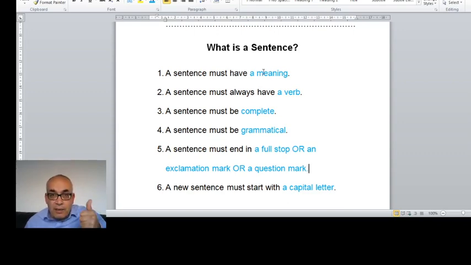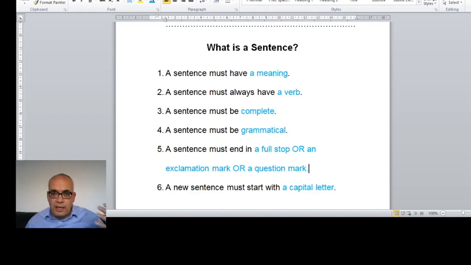The sentence must have a meaning. Your sentence must have a verb. Your sentence must be complete. Your sentence must be grammatical. You must use a full stop or an exclamation mark or a question mark at the end of the sentence. And remember to start your sentences with a capital letter and use a capital letter after a full stop. I hope this is clear and easy.